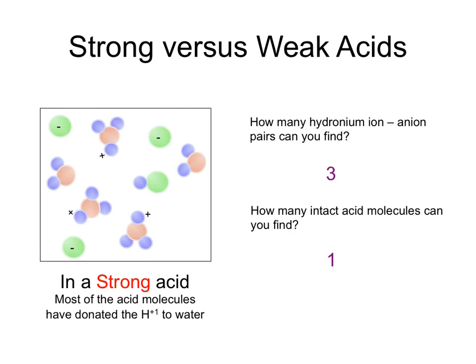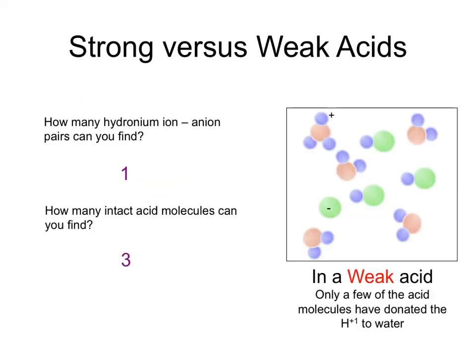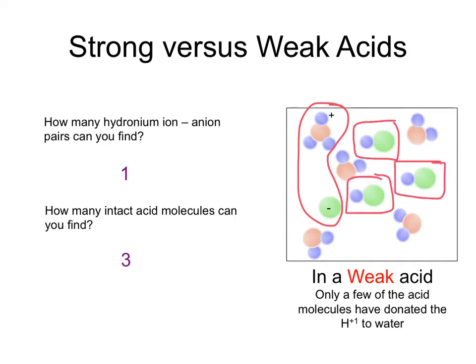A strong acid will have more ion pairs than molecules. You can see in this example, we've got 1, 2, and 3 pairs of ions versus 1 intact acid molecule. In a weak acid, you're going to have more molecules than dissolved ion pairs. You can see here there's only 1 dissolved ion pair, and we have 3 intact acid molecules.